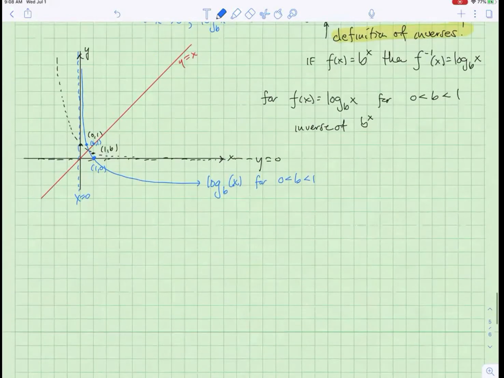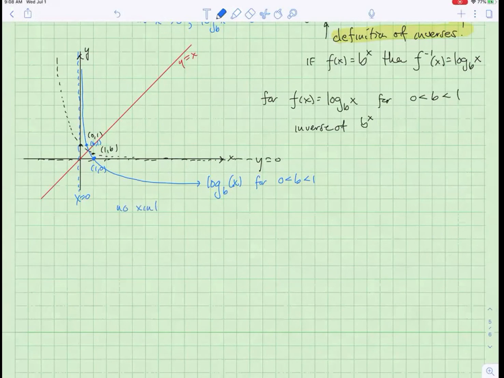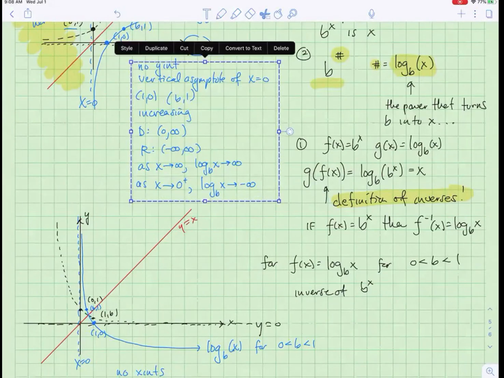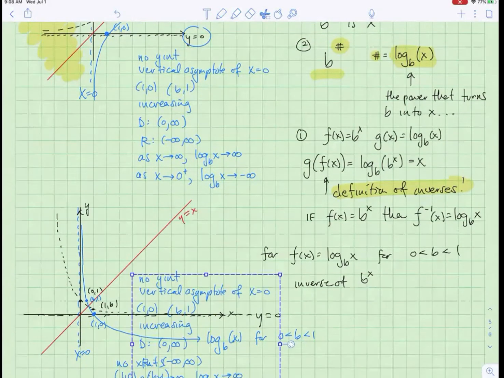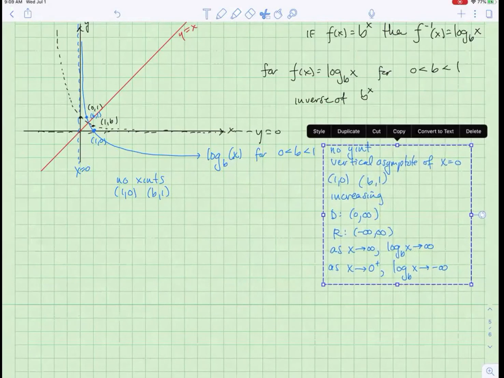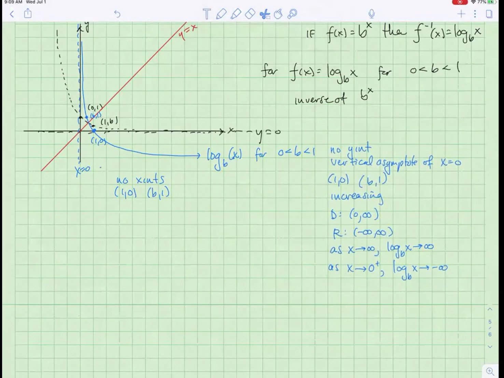This one has the following properties. It has no x-intercepts. It passes through 1, 0, and b comma 1. Almost all of this is the same, actually, except for a couple of things. Let me just bring this down here. And let's talk about what's changed. The difference here is this is no longer an increasing function. This is decreasing over its domain.